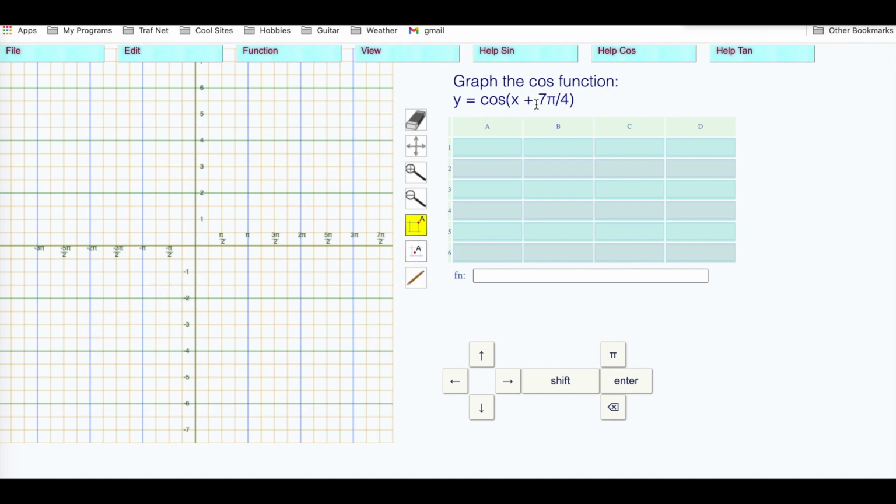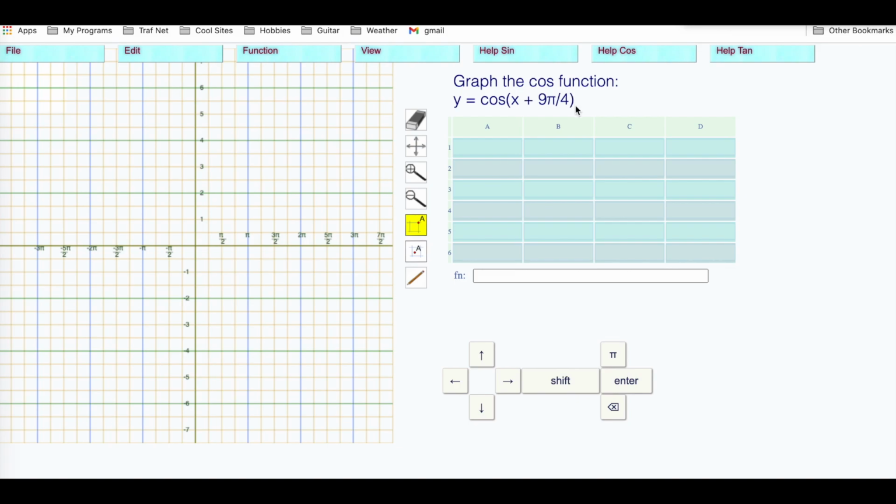Cos of x plus 7 pi over 4. H is negative 7 pi over 4. Bringing it back to negative 7 pi over 4 like that. Notice I could have just done this. Translated it to pi over 4. Same thing. Here's our 7 pi over 4, which is right here. Notice it's exactly the same as just dragging it to here.